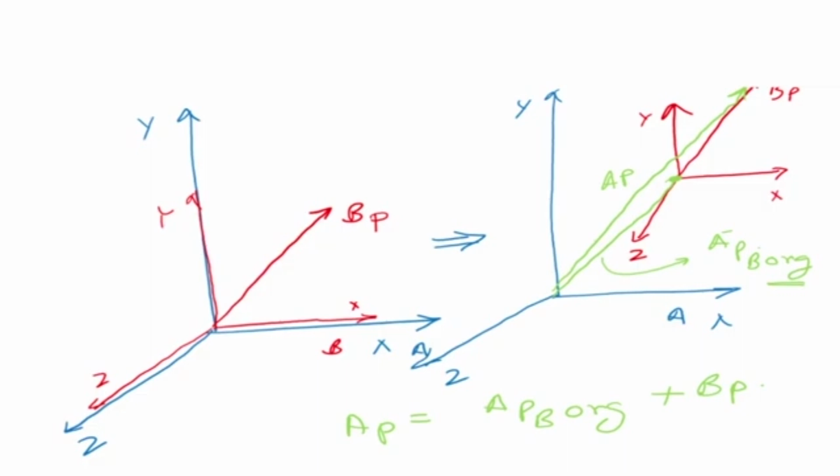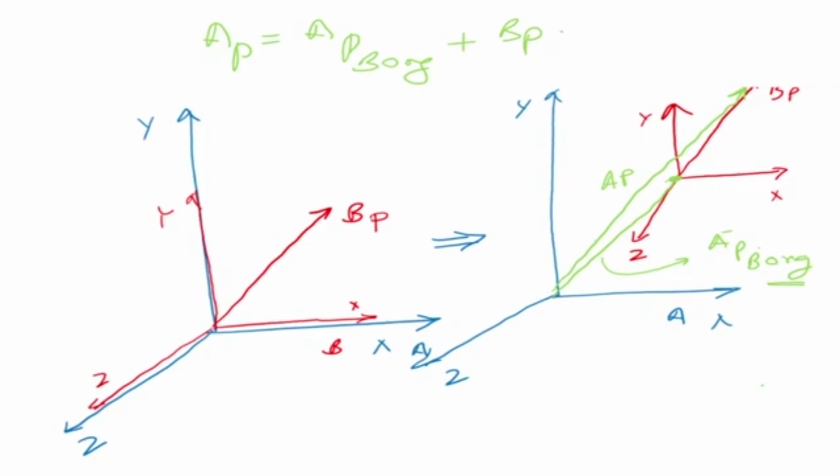Okay, now in matrix form, if I were to write this, how am I going to write this? So you can see that in matrix form, let me write this on top. So I can write the matrix down here. AP is equal to APB ORG plus BP.